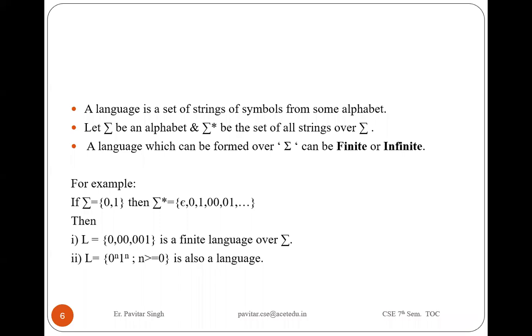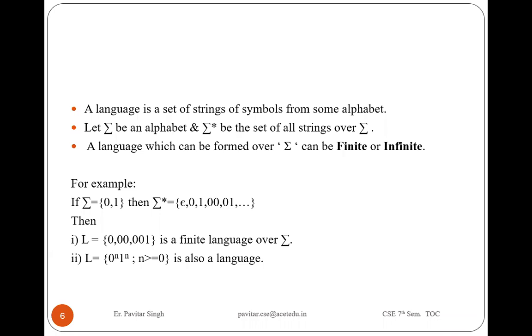0, 1, 1, 0, 1, 1, 0, 0. Means after clubbing all the 4 strings, you are getting one language which will be represented with the help of L. A language will be constructed with the help of strings. A string will be constructed with the help of alphabet. Right?